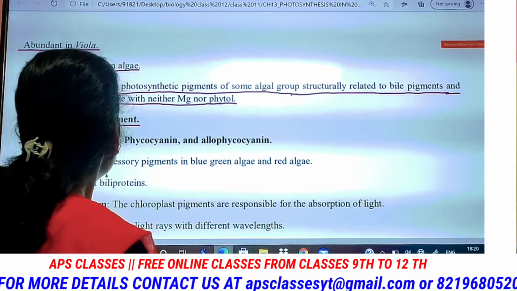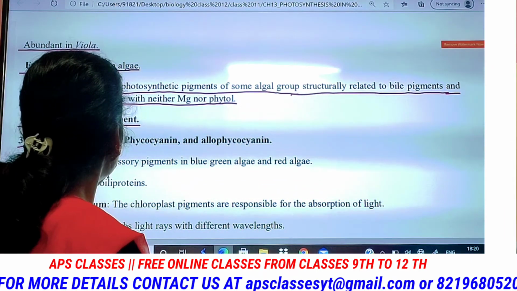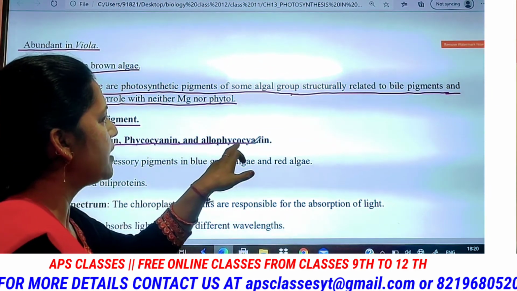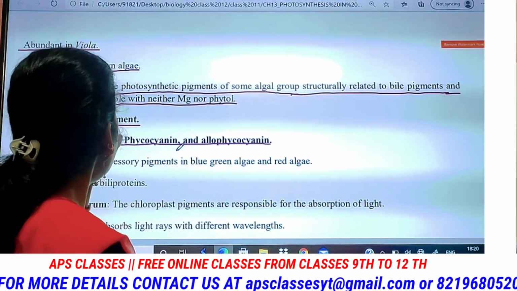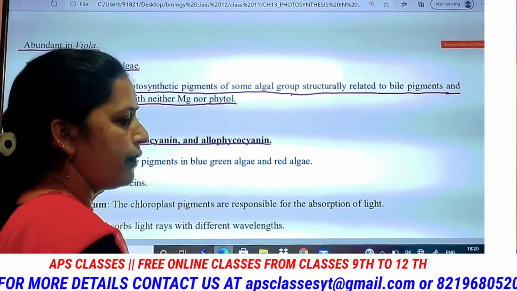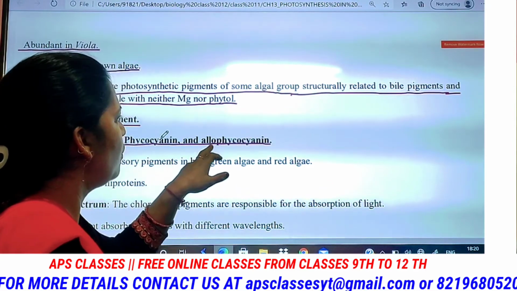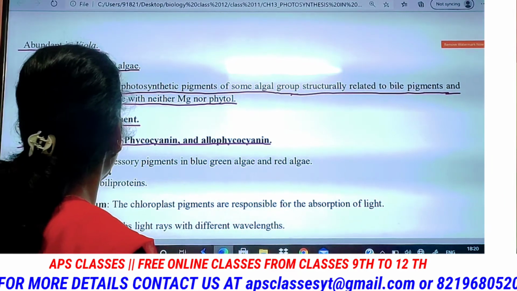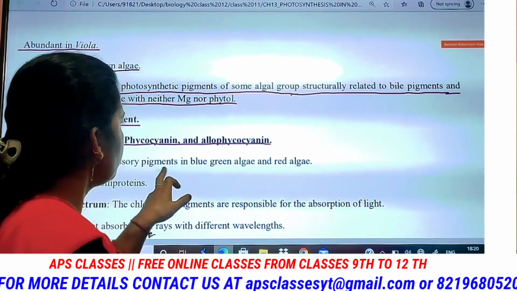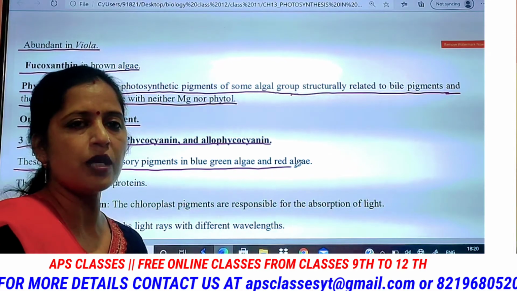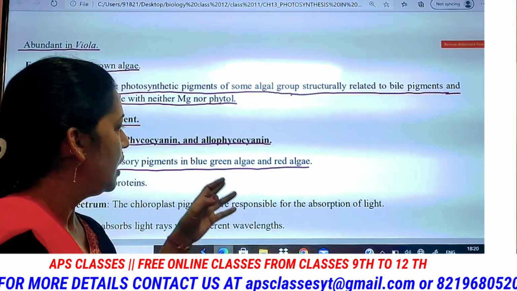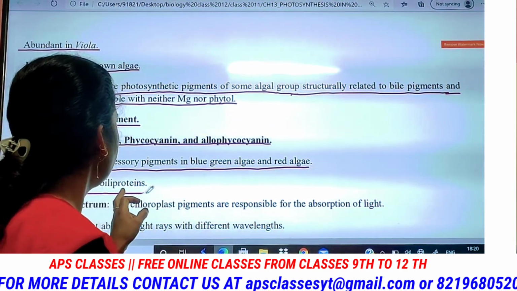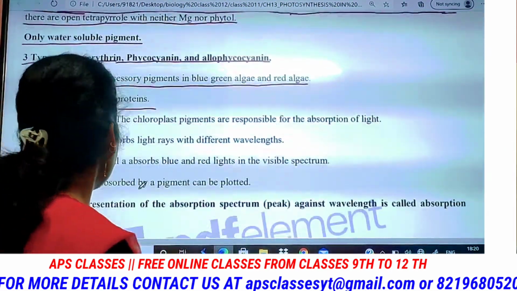Phycobilins are of three types: phycoerythrin, phycocyanin and allophycocyanin. These are the three types of pigments present in the phycobilins. These are important accessory pigments in blue-green algae and red algae. They are also called biliproteins.